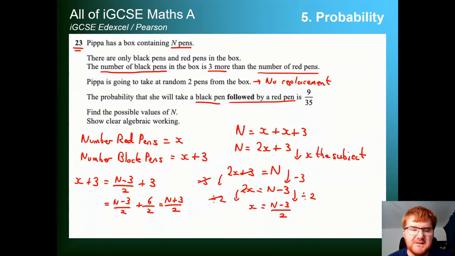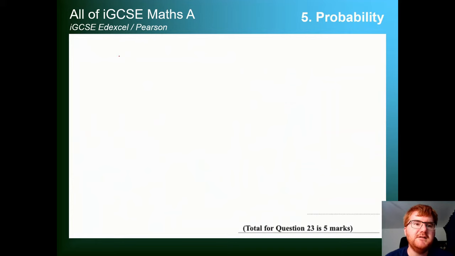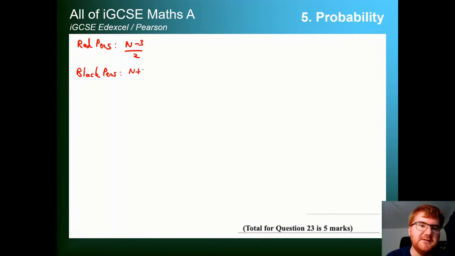So to summarize what we've just done here, red pens, that's equal to n minus 3 over 2, and black pens, that's equal to n plus 3 over 2. Okay, now we're ready to actually draw a tree diagram. You're probably wondering, why did I not start with that earlier?